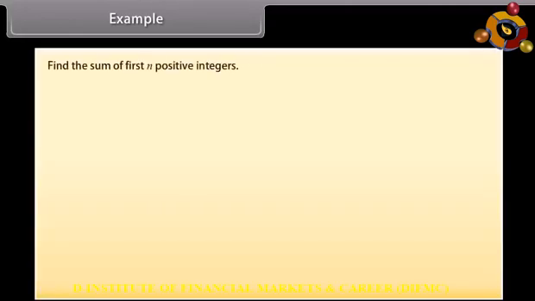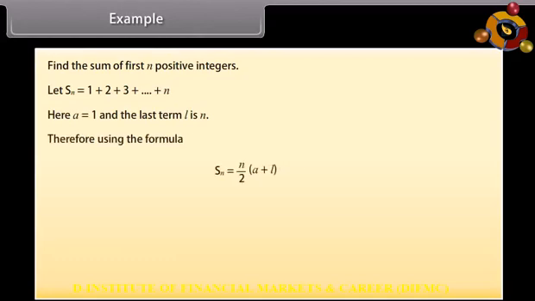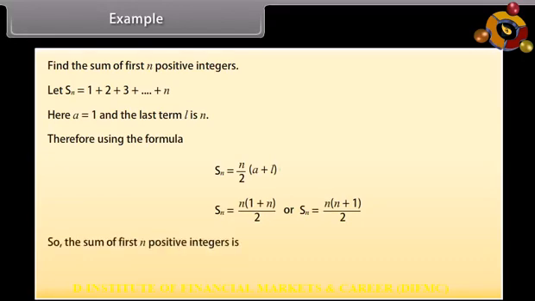Find the sum of first n positive integers. Let Sn is equal to 1 plus 2 plus 3 and so on plus n. We can see that here A is equal to 1 and the last term L is n. Therefore, using the formula Sn is equal to n upon 2 into A plus L, we get Sn is equal to n into 1 plus n whole upon 2, or Sn is equal to n into n plus 1 whole upon 2. So, the sum of first n positive integers is Sn is equal to n into n plus 1 whole upon 2.